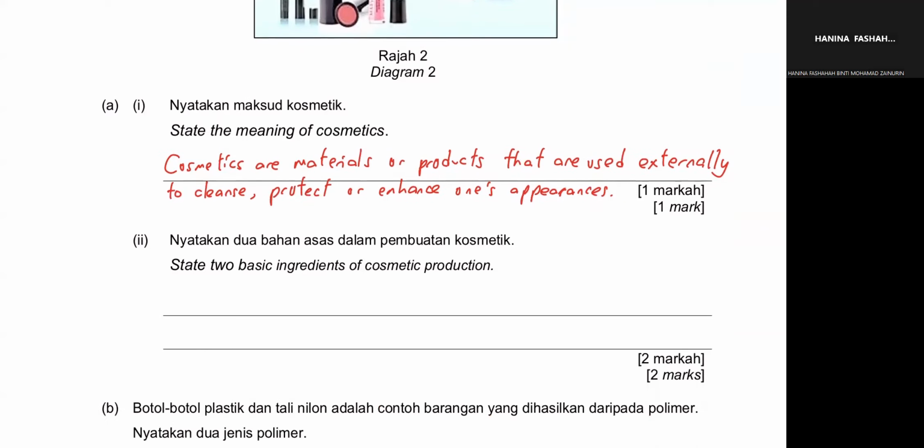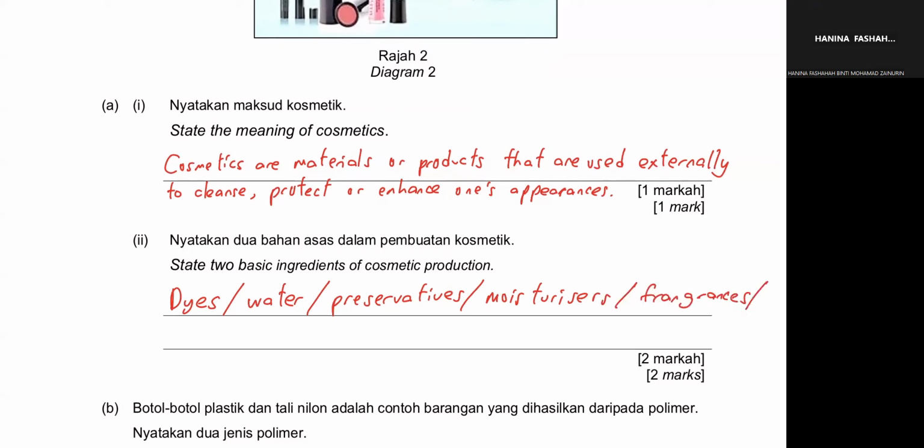For two basic ingredients, there are seven you can write, and either two will be accepted. You can write dye, water, preservative, and moisturizer. You write only two in the exam. So I gave you seven examples: moisturizers, fragrances, emulsifiers, or thickeners are also accepted. Choose any two of these.